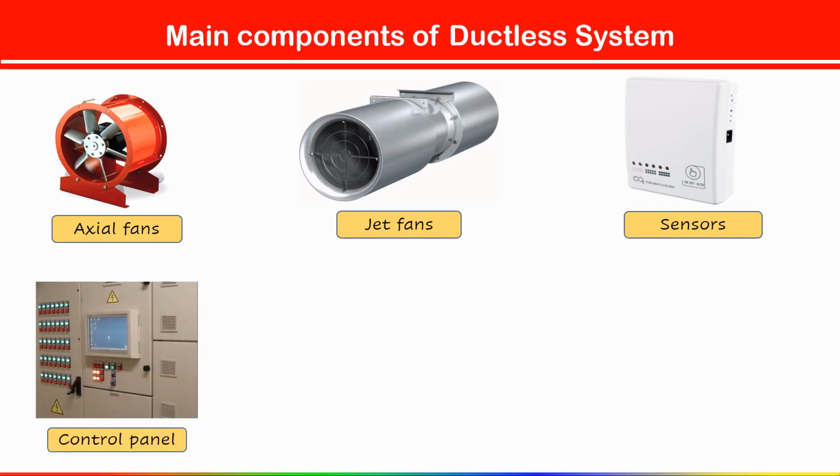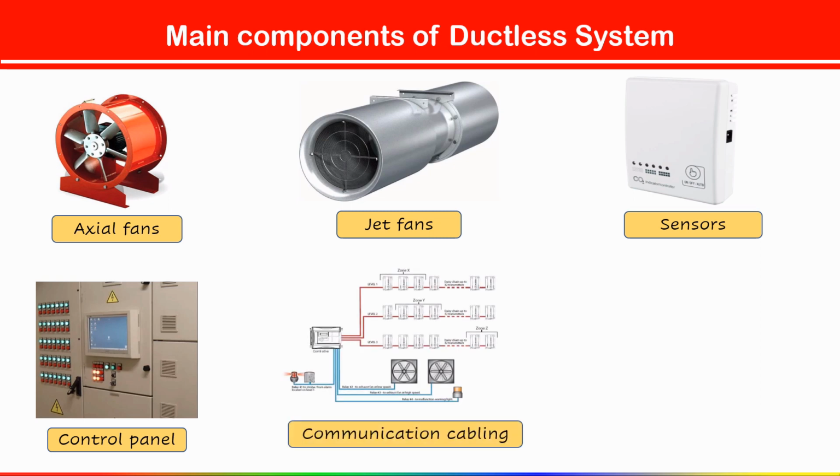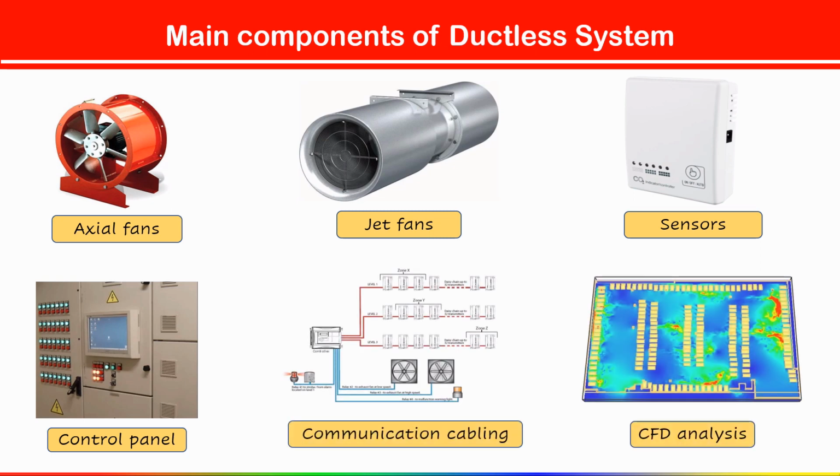Now here we have a control panel, then communication cabling, and finally CFD analysis. CFD stands for computational fluid dynamics. And why are we doing the CFD analysis? Remember, for selecting the position and angle of the fan, we have to submit a report to the CFD people. They will do their work and hand over to us the graph which shows the position and angle of a fan. For this process they need 1 week. 1 week is compulsory. So this is all about the components of the ductless system.